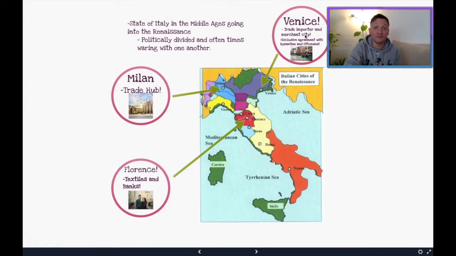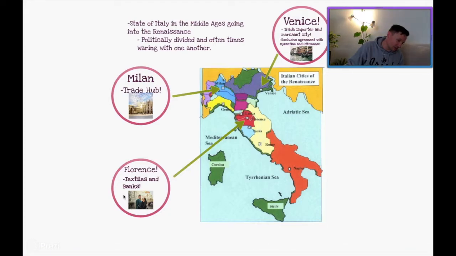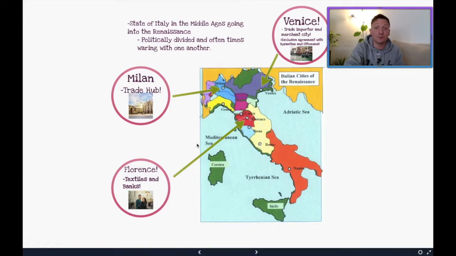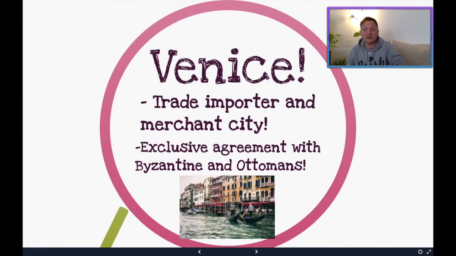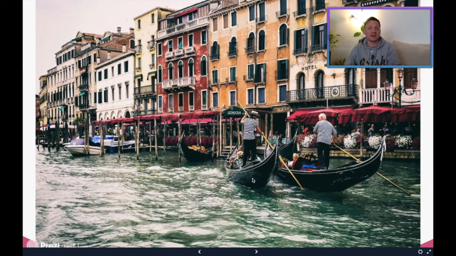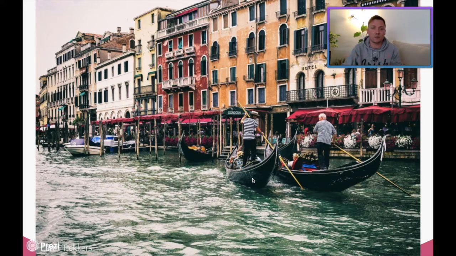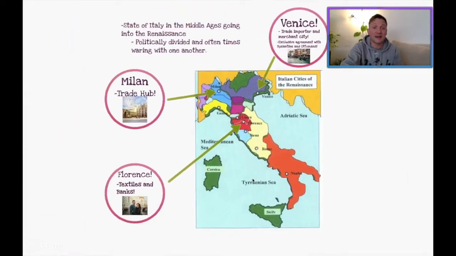So the big 3 were Venice, Milan, and Florence, right? Venice was that trade importer and merchant city, with the embargo they had with the Byzantine and the Ottomans, so they brought in all those goods, right? You can see a picture of Venice right there, the city of the canals, the city on the water that brought in all those items and trade goods.